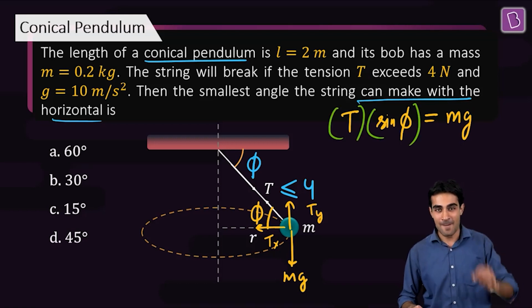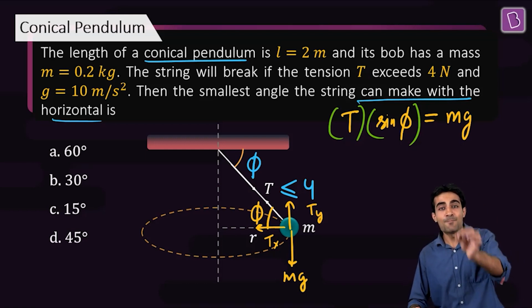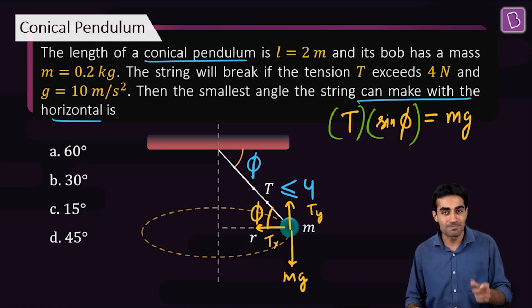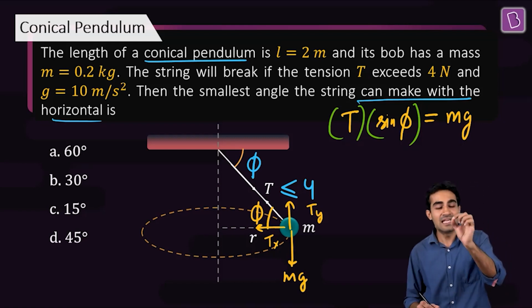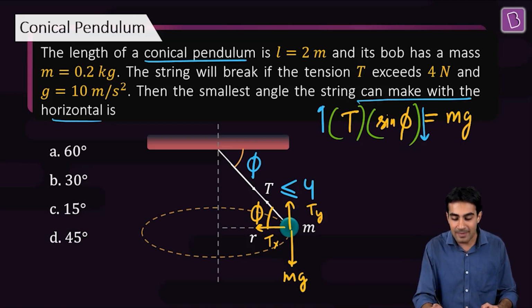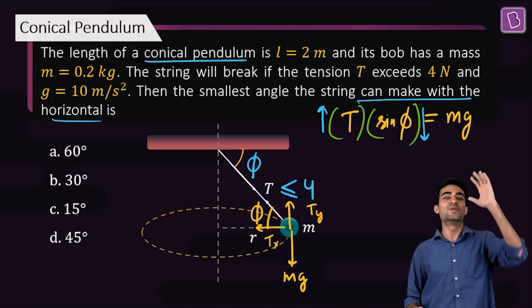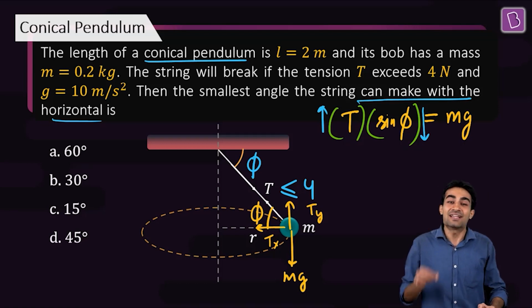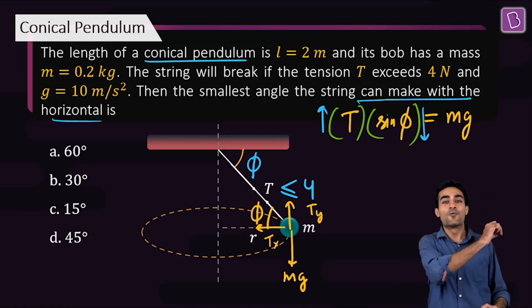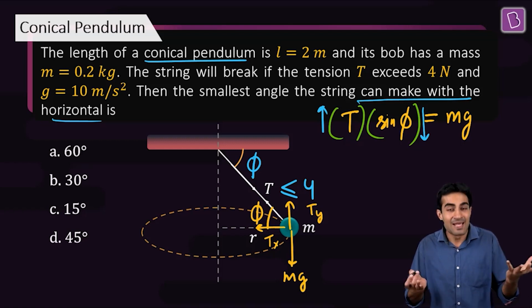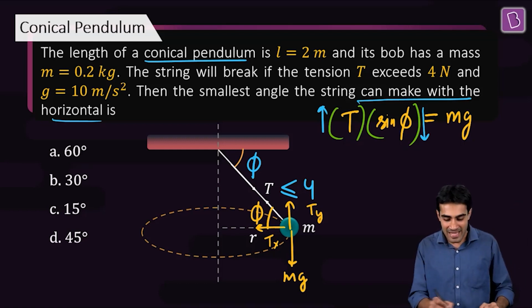Now, the product of two things is a constant. Now, we wanted the minimum possible value of phi. This was asked in the question. What is the smallest value of the angle from the horizontal? If phi is minimum, this means sine phi is also minimum. This means tension must be at its peak value. And what is the peak value of tension? Yes, the peak value of tension is 4 Newton. Otherwise, if the tension is greater than 4 Newton, the string will break and there is no conical pendulum to calculate anything. So the peak value of tension is 4.